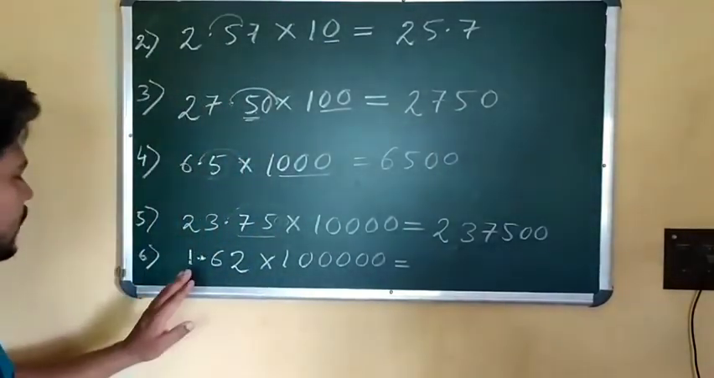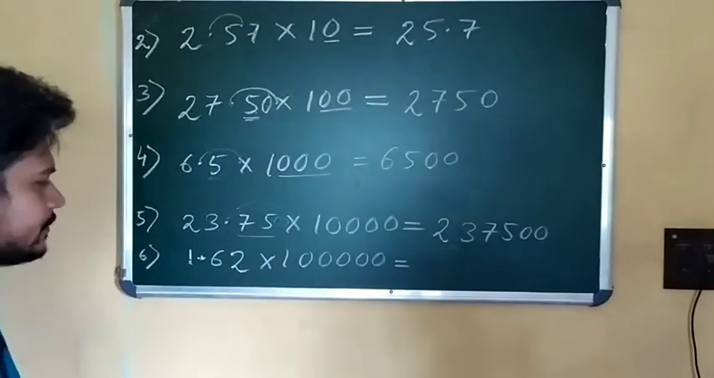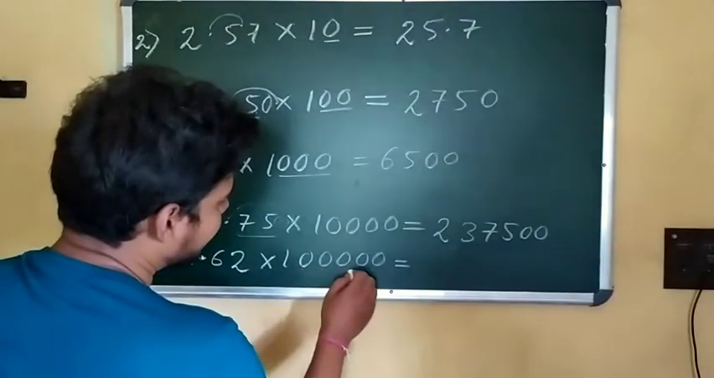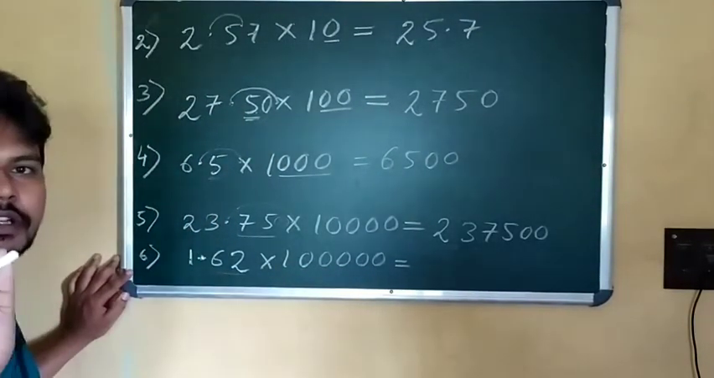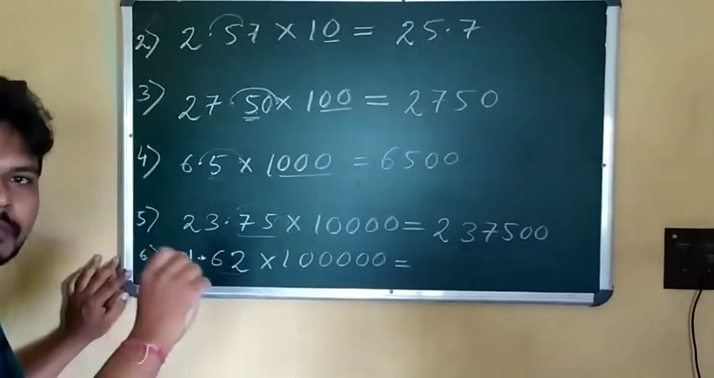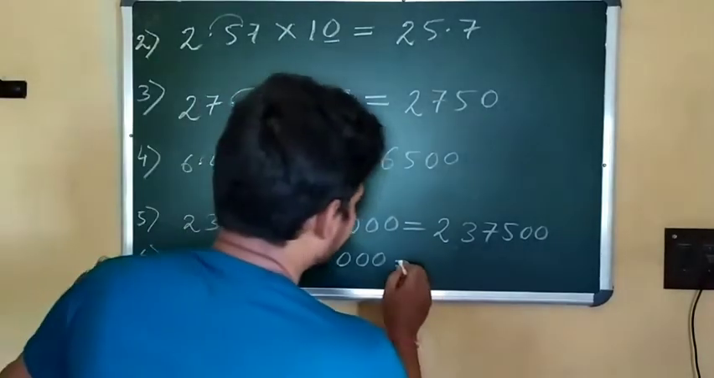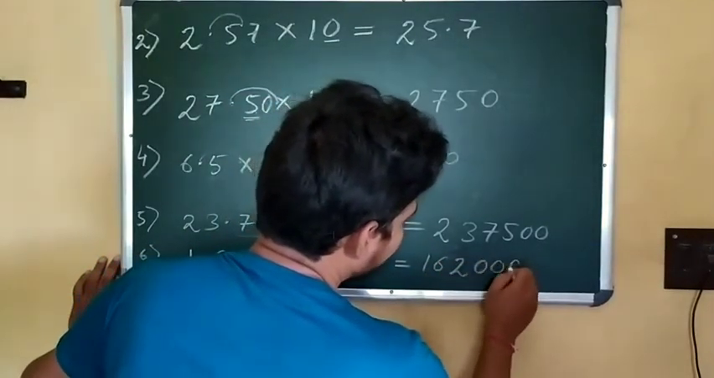Now you come to the next example. 1.62 multiplied by 1 lakh. Similarly, 1, 2, 3, 4, 5 zeros are here, but here at the decimal part only 2 digits are placed. So we have to add 3 more zeros to convert this. So 1, 6, 2, 0, 0, 0.